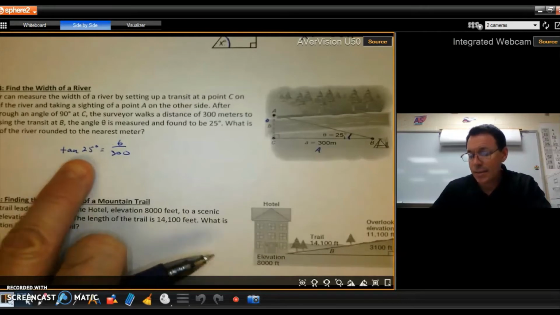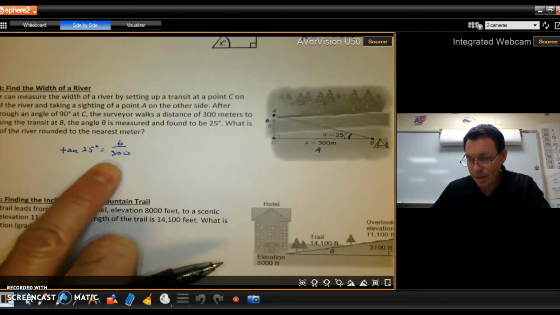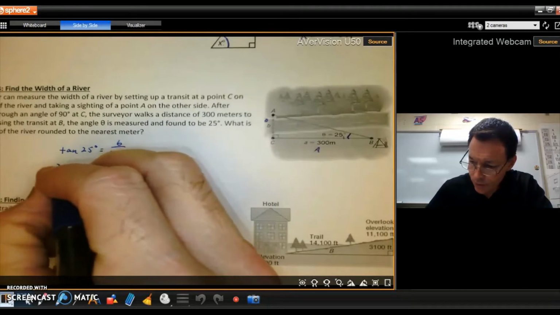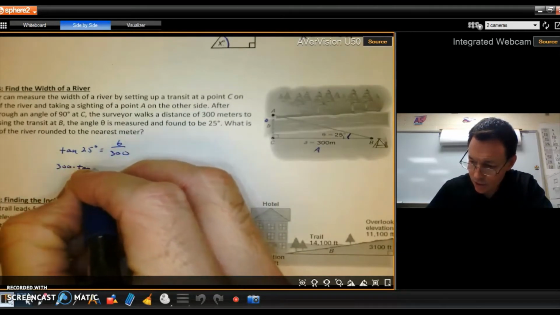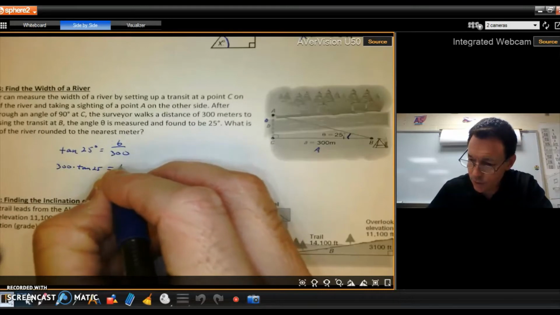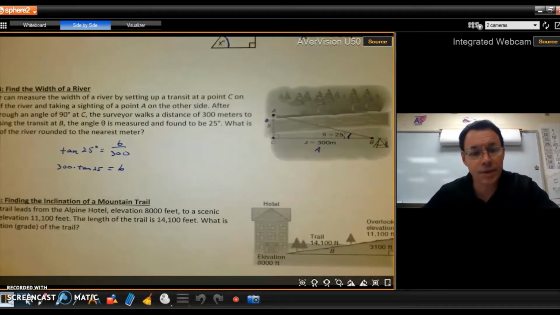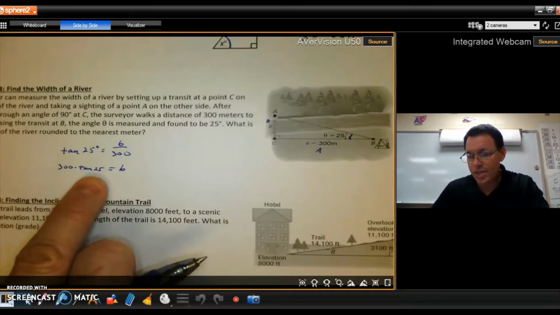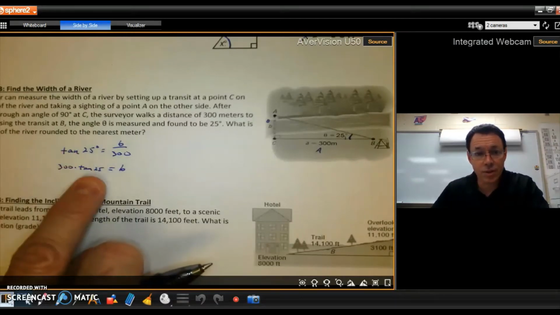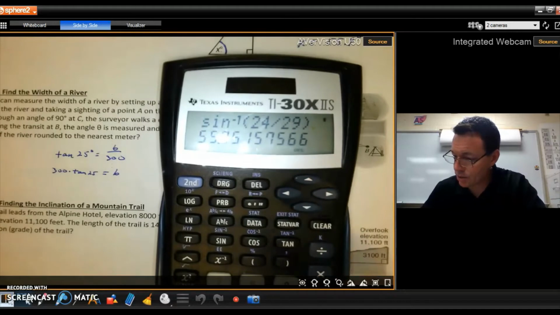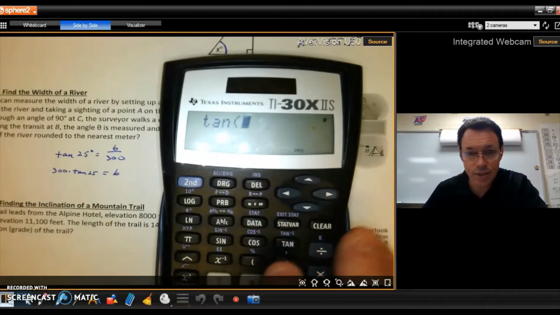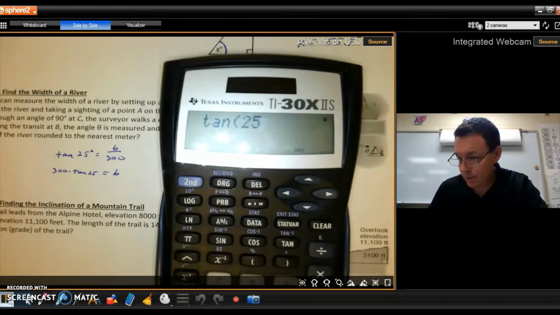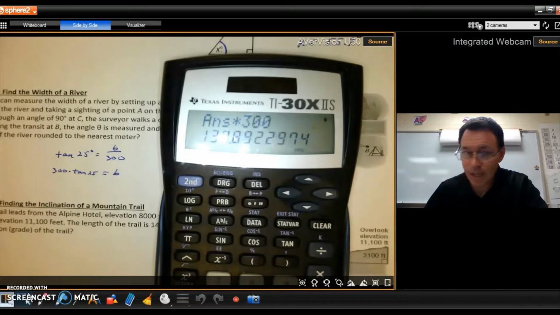So again, because I've got this 300 in the denominator, I can cross multiply 300 times the tangent of 25 equals b. And now I can plug this into my calculator. For the order of operations, just to make sure you understand, you can't multiply 300 times this value until you know what this value is. So this is what you have to do first. You have to take the tangent. So let me clear. So take the tangent of 25, hit equals, get that value, and then multiply that by 300, and there's our answer.